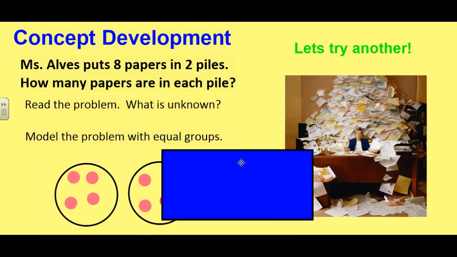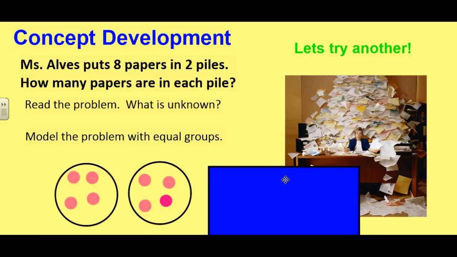Okay, so you had 2 circles. Each circle should have had 4 dots or 4 circles, whatever you drew in it, to represent how many papers that Miss Alves is going to have in each pile. Because this problem is pretty much saying 8 divided by 2, because we had a total of 8 and she divided those papers into 2 groups. And hopefully you knew that pretty easily because you know that 4 and 4 together make 8. So 2 groups of 4 would give us 8.